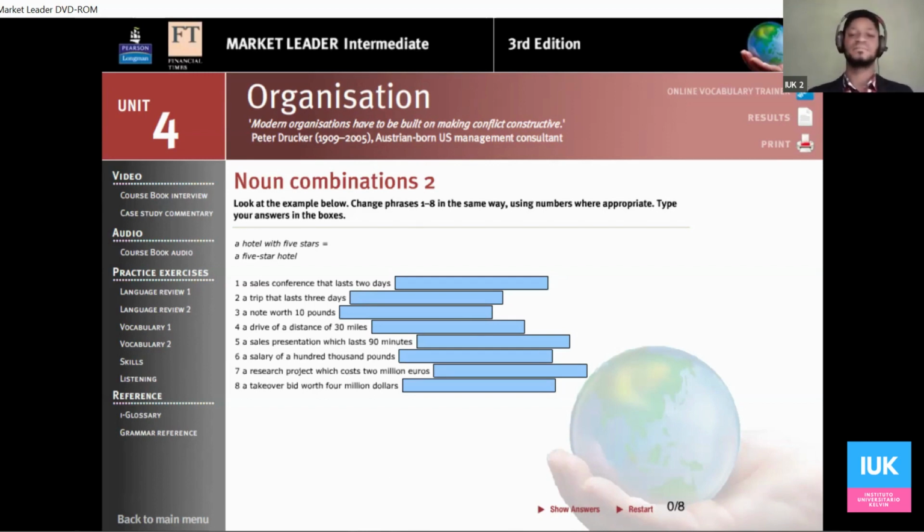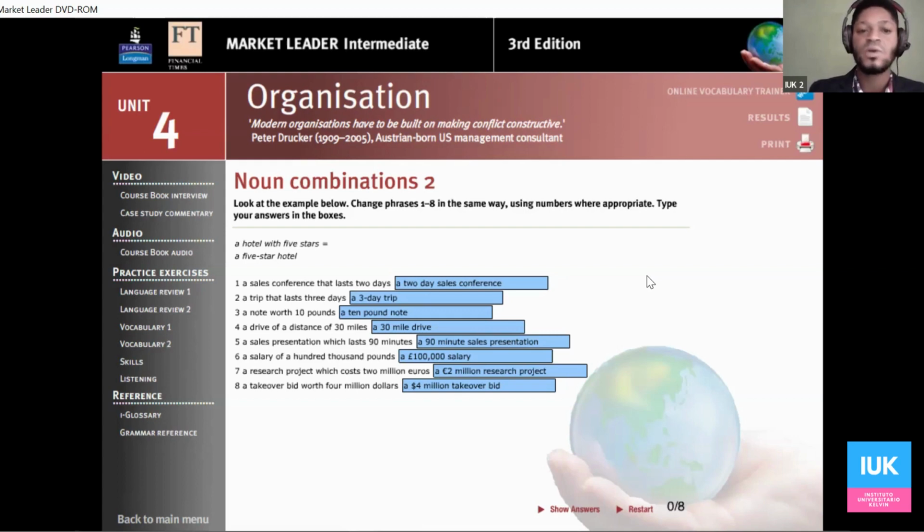Let's check. Do you have all your answers ready? Number 1, a sales conference that lasts 2 days. So a 2-day sales conference. Number 2, a 3-day trip. Number 3, a £10 note. Number 4, a 30-mile drive. Number 5, a 90-minute sales presentation.